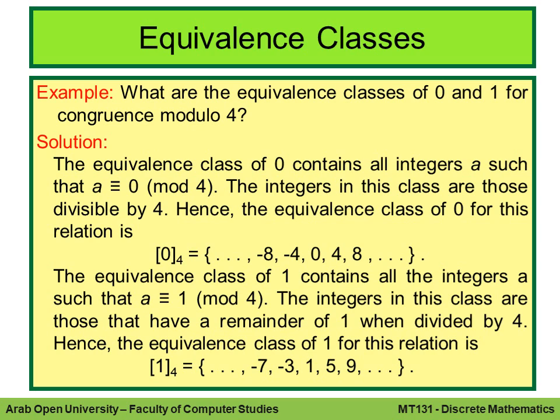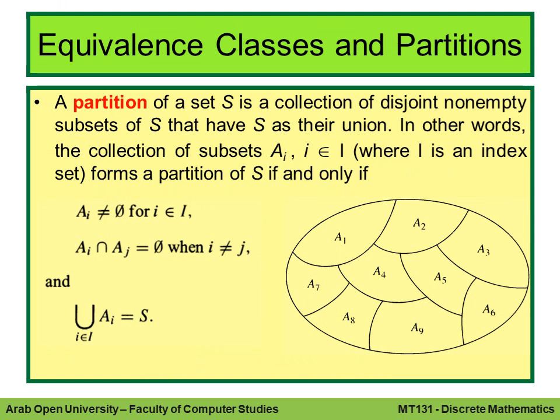What about 1? The class of 1 are all those numbers A which are congruent to 1. That means A minus 1 is divisible by 4. These are the numbers 1, 5, 9, and also the negative numbers minus 3, minus 7. Every number such that if you subtract 1, you get a number divisible by 4. This is the class of 1. In fact, in congruence modulo 4, there are only 4 classes. The equivalence classes will give you a partition.